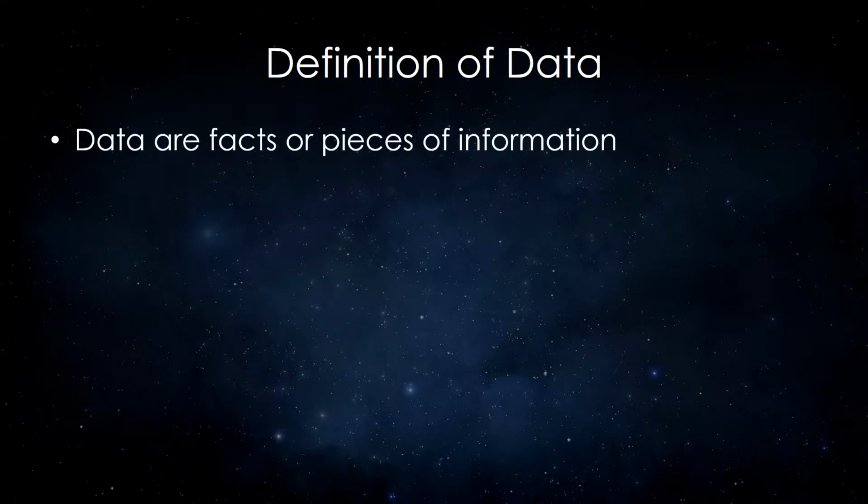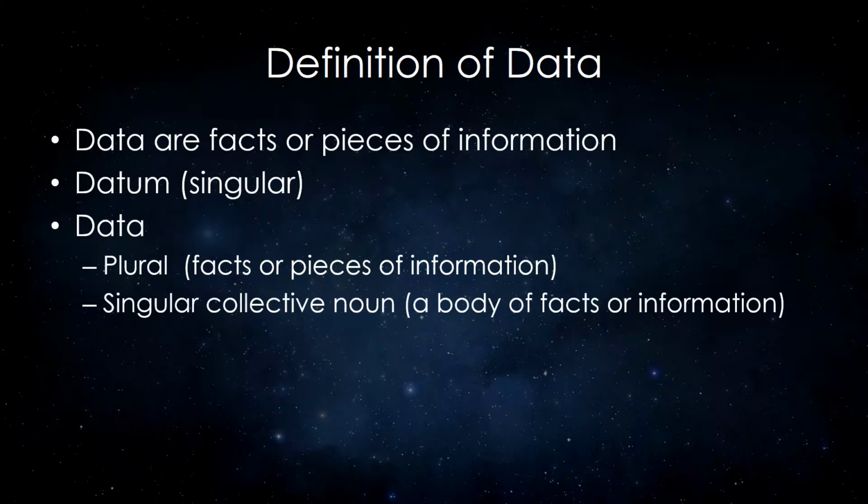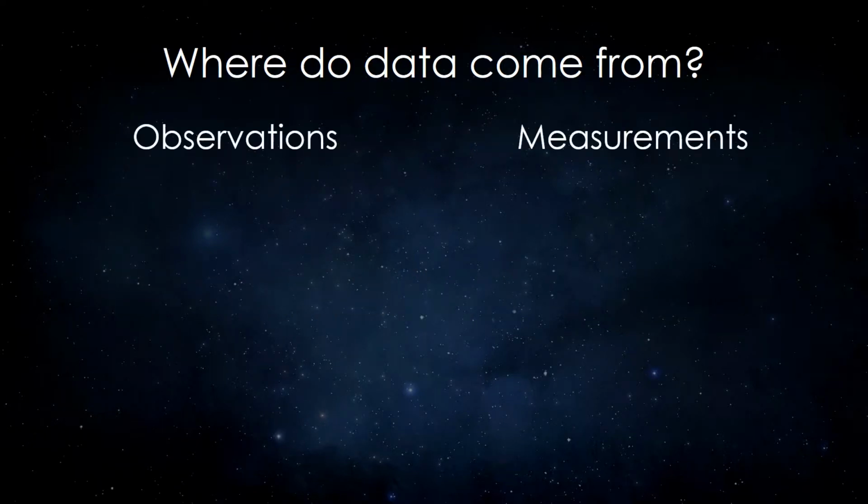Data are facts or pieces of information. The word datum is singular and would refer to just one fact. Data is usually considered to be plural, referring to multiple facts or pieces of information. But sometimes it is used as a singular collective noun, referring to a body of facts or information. We get data from things we observe and things we measure or quantify in some way.